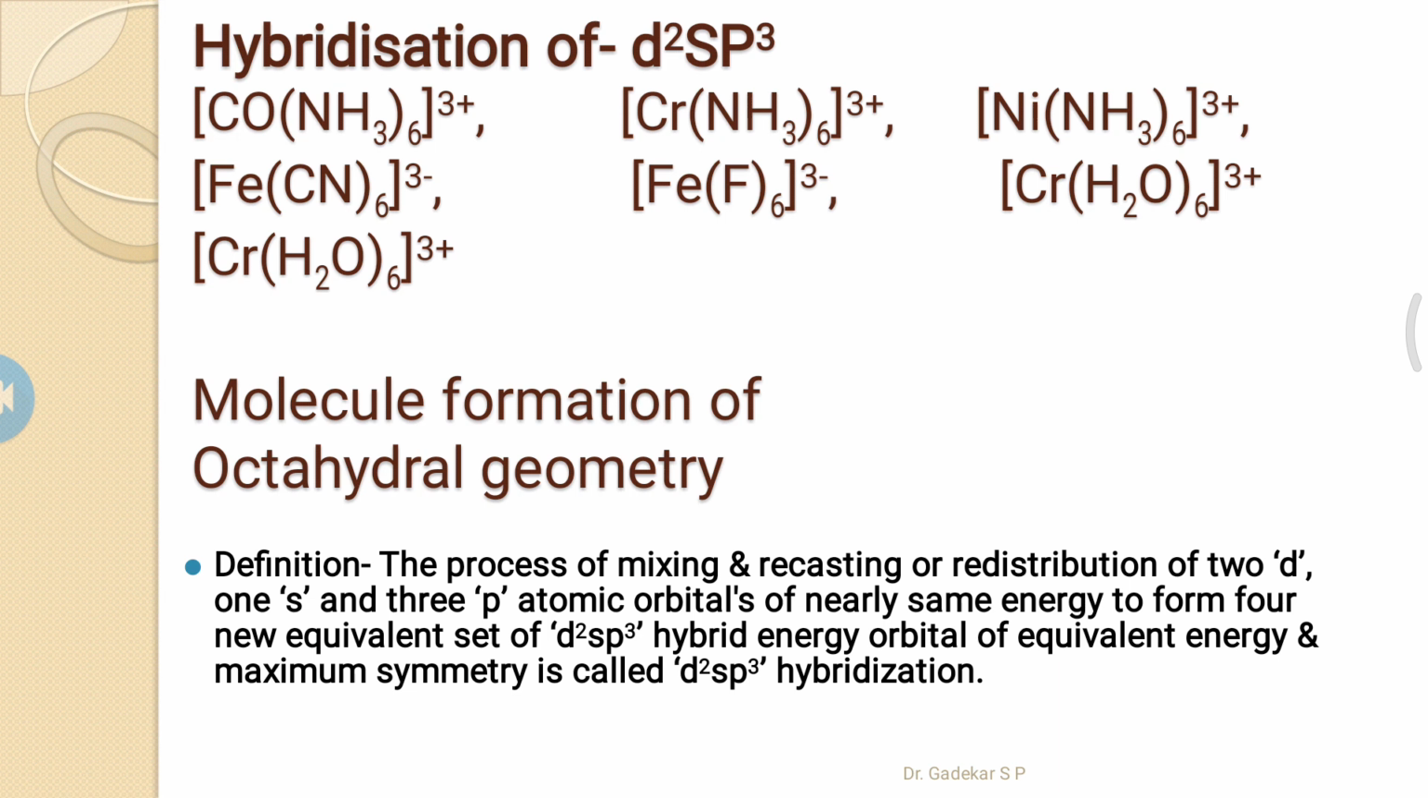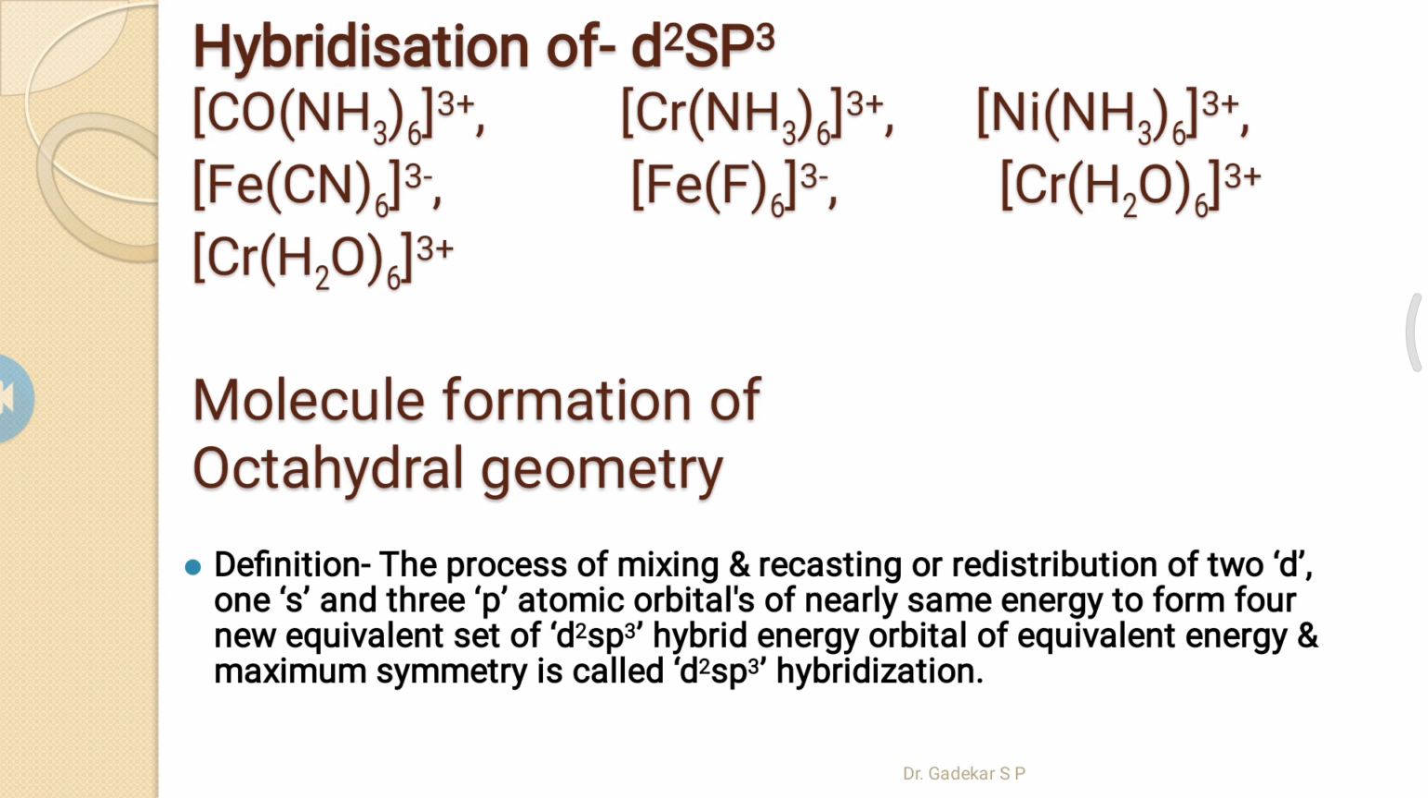If an inner shell d orbital is involved, it forms d2sp3 hybridization. If the d orbital involved is in the outer shell, it forms sp3d2. Okay, so there are two different hybridizations: inner shell hybridization and outer shell hybridization. If it involves the inner shell, it is called d2sp3; if the d orbital is in the outer shell, it is called sp3d2 types of hybridization.